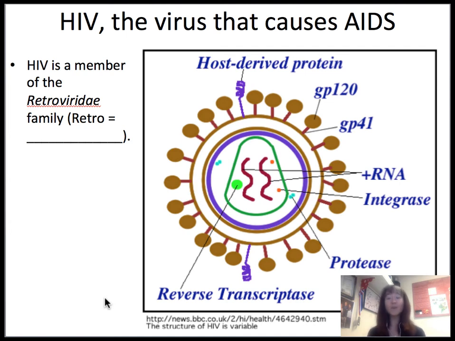It also carries with it protease. And remember how we talked about polio making one large polyprotein that had to be cut up to make its individual functional viral proteins? Well, that's what protease does. And then finally, integrase. Now, wait a minute, integrase, that is something very new. This is an enzyme that allows HIV, once it has formed its DNA, to integrate into the host cell chromosome.